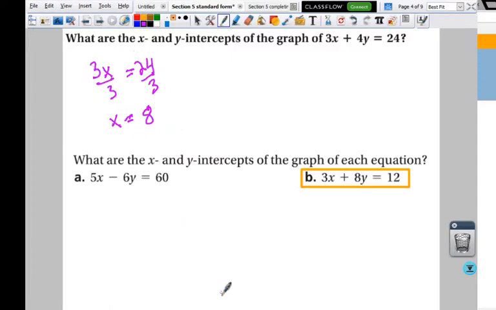We actually divide by 3. You accidentally said it backwards, Dylan, but no biggie. We're going to divide by 3 on both sides. We're going to get x equals 8. This is my x-intercept, right here.